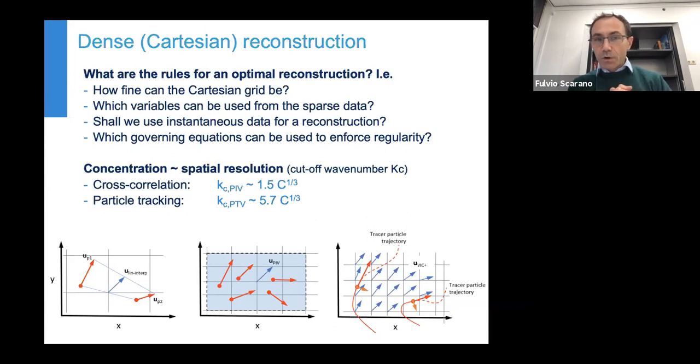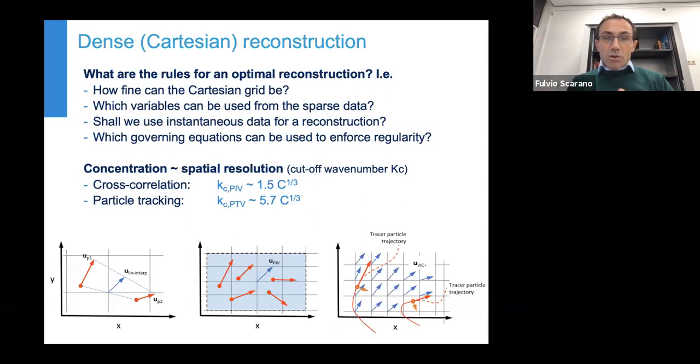Then which variables can be used from the sparse data? We see mostly velocity being used, but also the acceleration of the particles, so the material derivatives. Then the question that I think will be pertinent for today, shall we use instantaneous data for reconstruction of an instantaneous velocity field? Or can we use, in fact, the history of the particle velocity? And we see that so far, many methods have focused on instantaneous reconstruction, which is nice in general if you have only non-time resolved data, but Shake the Box in many cases is applied in a time resolved mode, where it gives you the highest data quality.